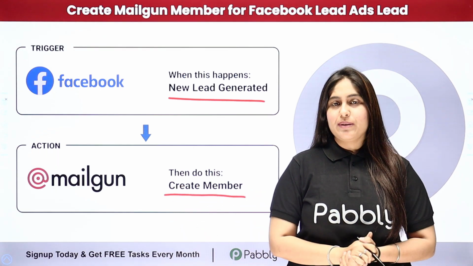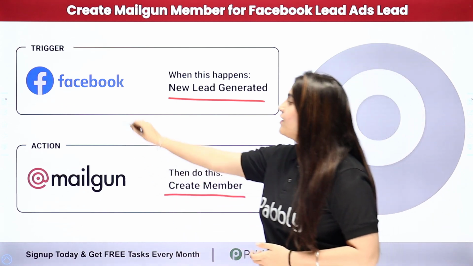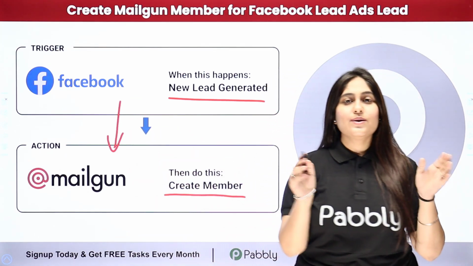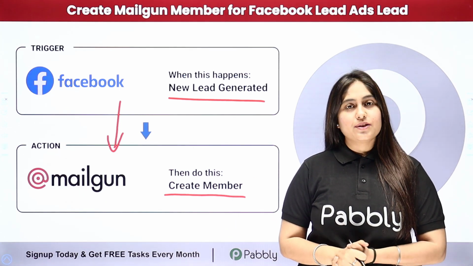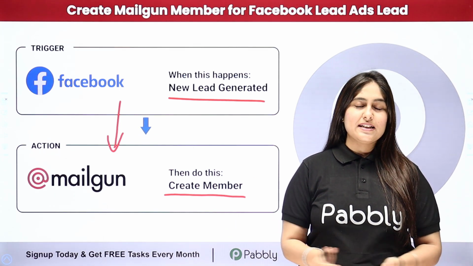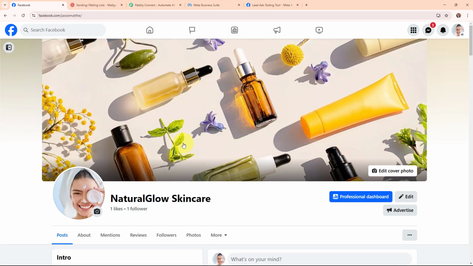So to automate the entire process, I need to connect my Facebook lead ad with my Mailgun account using an automation software named Pabbly Connect. To see the working of this automation and to learn this process step by step, let me take you to my screen. Welcome to my screen.